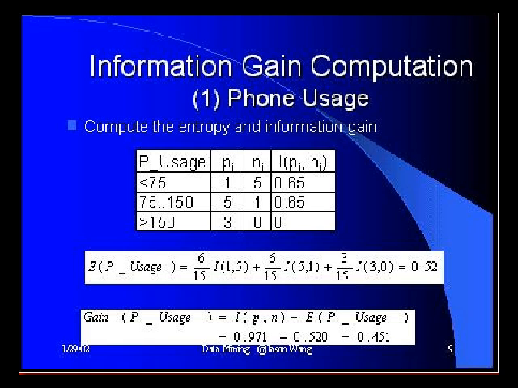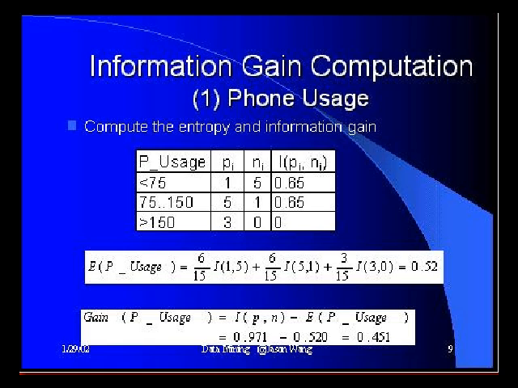Okay? 6 divided by 15 multiplied by I(P1, N1), which is 0.65 here, so you plug 0.65 into this, plus 6 divided by 15 times I(P3, N3), and you get this number from this table. You can plug into this formula, and finally you get this number 0.52. All these numbers are obtained from the training database. So the entropy for the phone usage is 0.52.